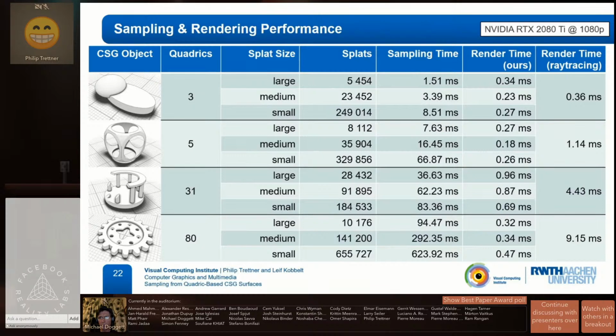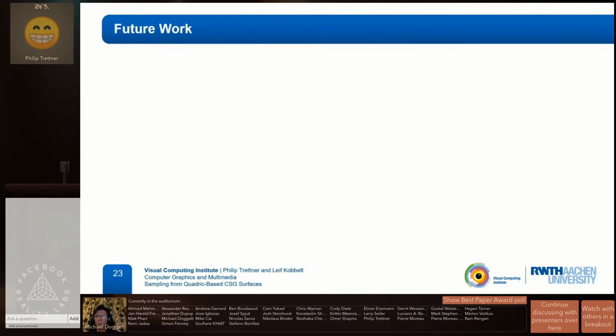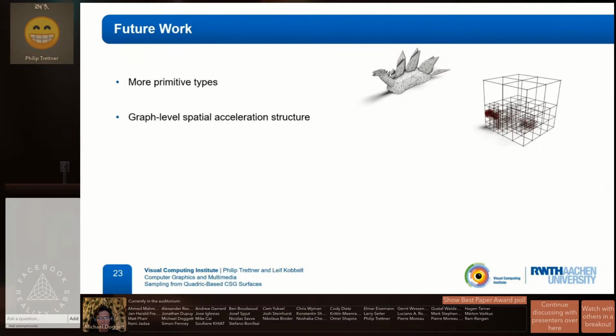Using too many splats is also not a good idea because that will increase the sampling time for one, but also the rendering time, as the larger number of splats are smaller triangles, which are less efficient to rasterize. In the future, we want to extend our method with more primitive types like meshes or freeform surfaces. And when we want to use our system in larger scenes, it makes a lot of sense to use a graph-level spatial acceleration structure.